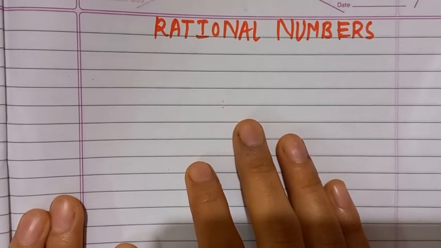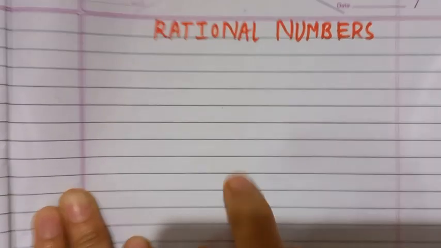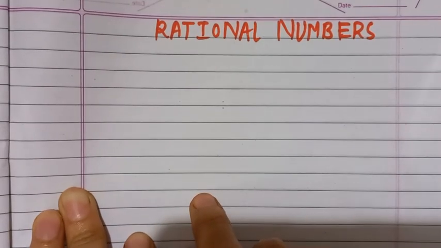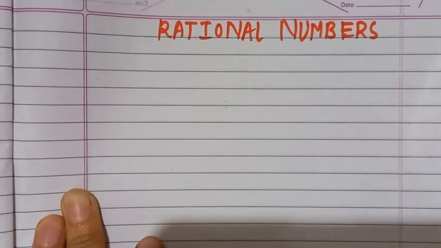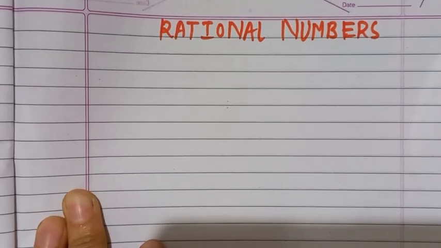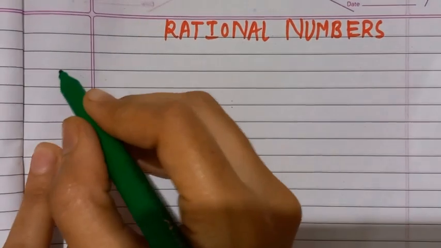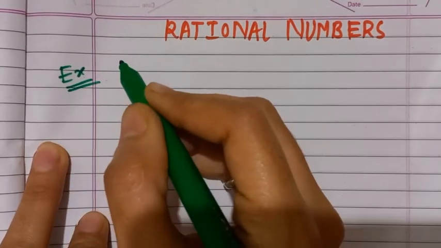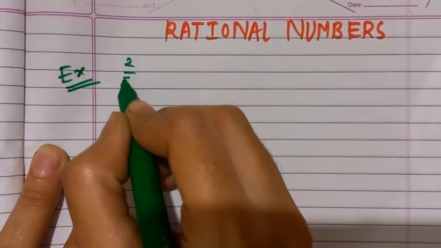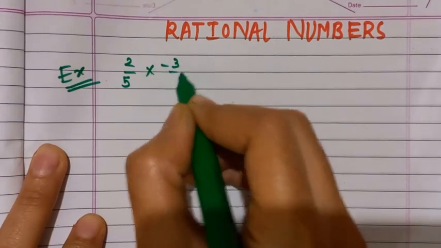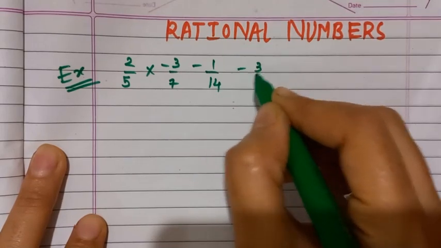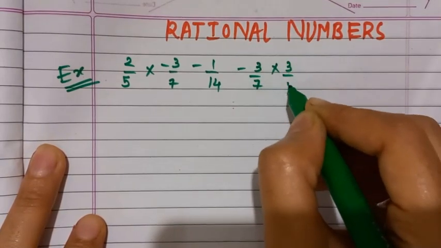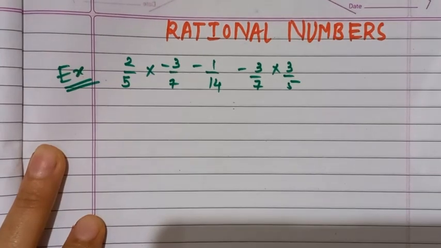In the previous video we solved example 5 without using commutativity and distributivity. So in this video we will solve this example again using the two properties, commutativity and distributivity. Okay, let's see example 5. So what was the question? The question was 2 by 5 into minus 3 by 7 minus 1 by 14 minus 3 by 7 into 3 by 4.